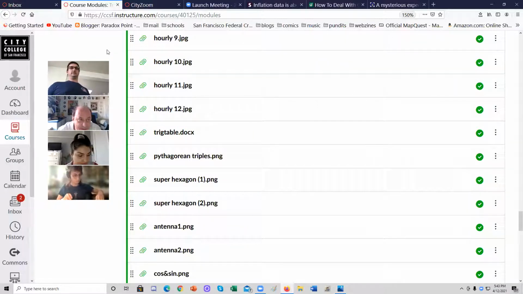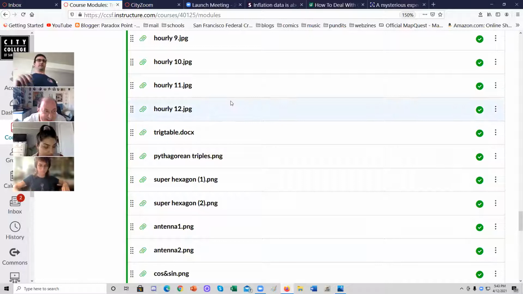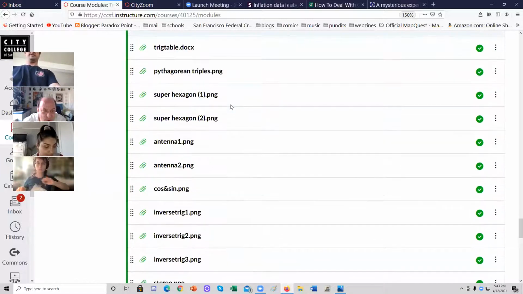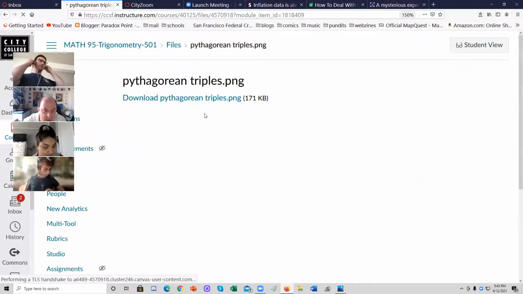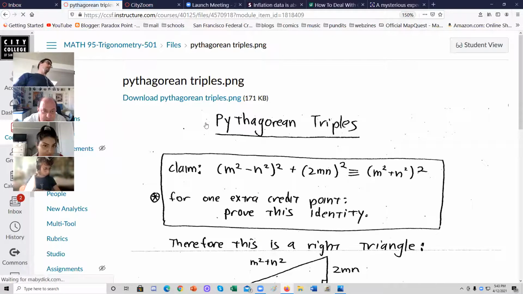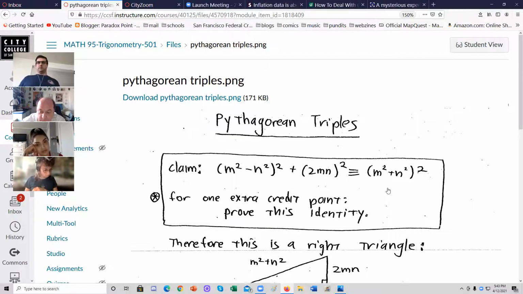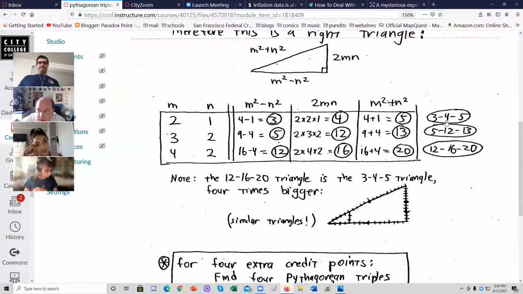Well, now that we're over the edge of the cliff, I'd like to go over some more extra credit sets, such as Pythagorean triples. Let's look over this. A Pythagorean triple is a set of three whole numbers, integers, such that a squared plus b squared equals c squared. One of the classics is the 3, 4, 5 triangle. 3 squared plus 4 squared equals 5 squared.